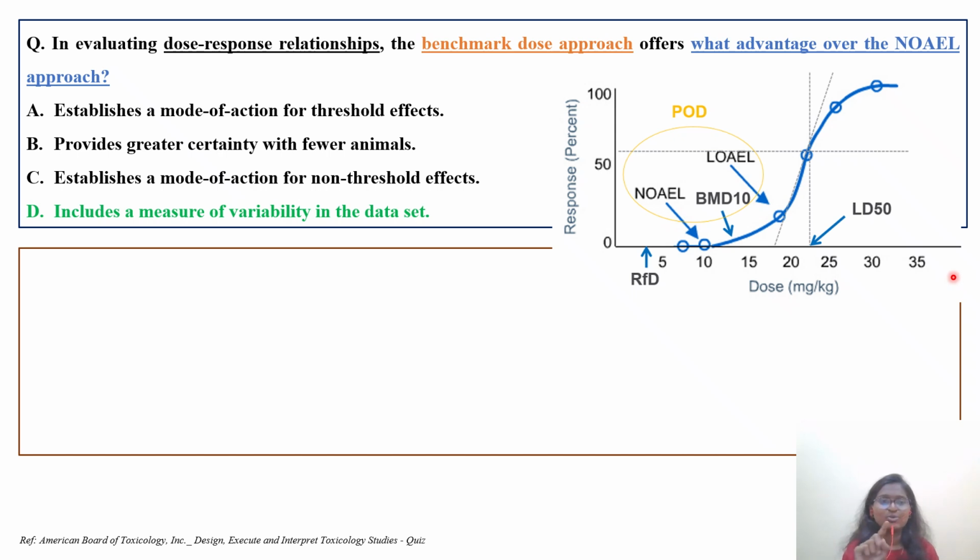Option D includes a measure of variability in the data set. Okay. So coming to BMD, as I said, you take 10, 15, 20 studies, put them in the software, and you get the BMD. Unlike NOAEL, where for one study and one effect you will have one NOAEL. Within the study, for adverse effects on the kidney, one NOAEL might be there. For adverse effects on systemic toxicity, one NOAEL will be there. For adverse effects on local toxicity, one NOAEL will be there. So different NOAELs within the study, but based on target organ specificity.